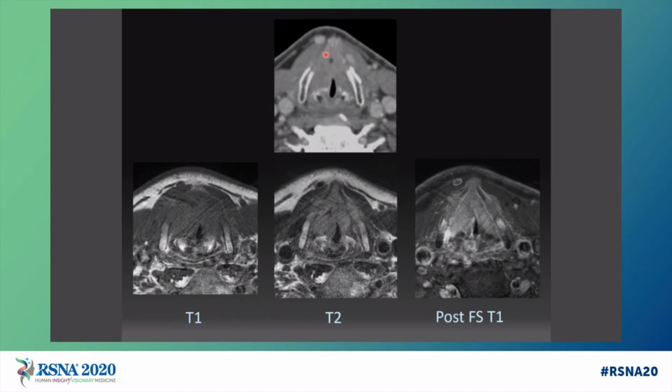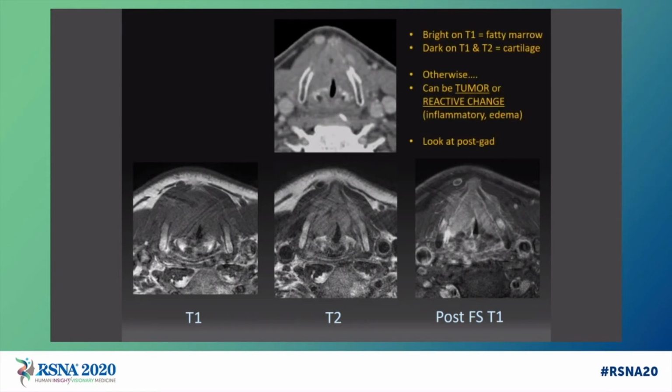So for example, here's a patient with a larynx cancer, thickening of the anterior commissure, bilateral true cords, and then what about the thyroid cartilage? Well, we look on the MRI, and we can see bright on T1 at the back, that's fatty marrow. Very dark on both T2 and T1, that's going to be normal cartilage. And then otherwise, everything in between could be tumor or reactive change, and that's where we go on to post-gad.